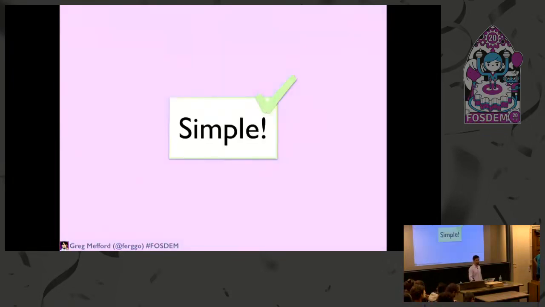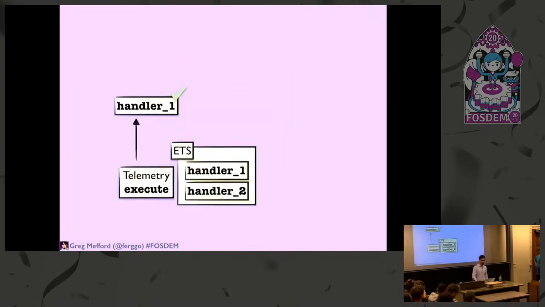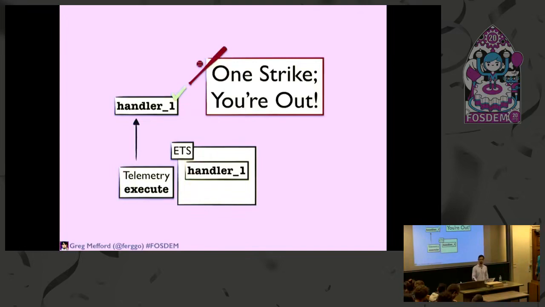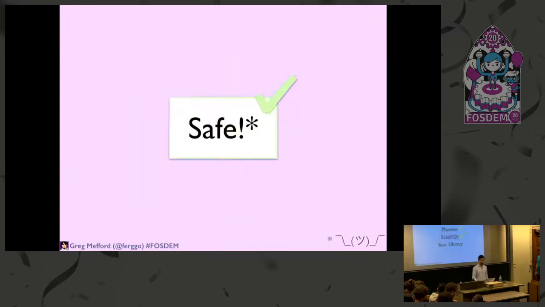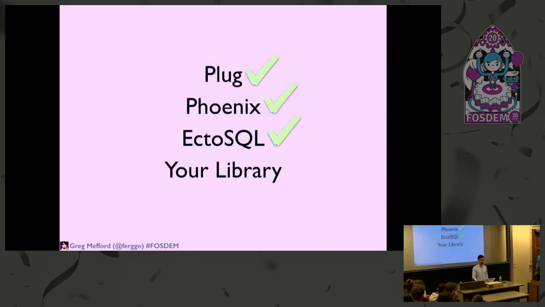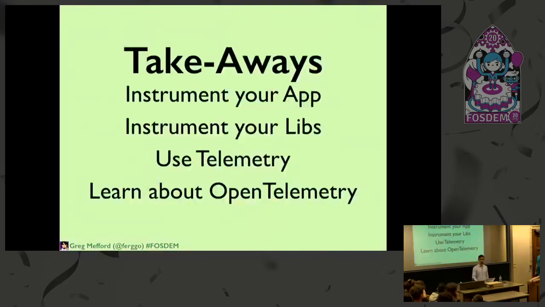So it's simple. And the way that we keep it safe is that you register different handlers, and if one of them crashes, it gets removed from the table and it doesn't get called again. So one strike and you're out. So it's relatively safe. And it's pretty standard. It's already included in Plug, Phoenix, and Ecto. So the takeaways: if you're a library author, you should instrument it with telemetry. If you're an app developer, you should integrate with telemetry, and you should learn more about OpenTelemetry as it matures. That's all I got.